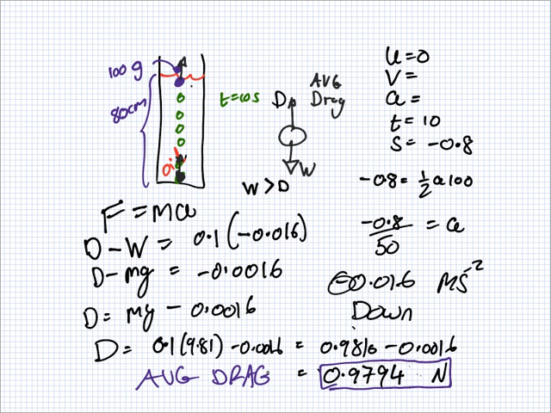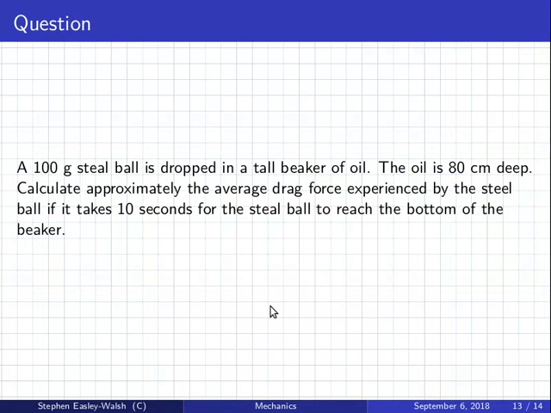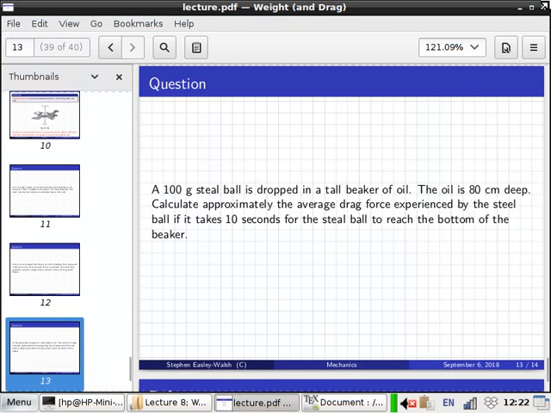So weight and drag now. So you're going to solve questions like this one? Yeah, now see, this is week two now. It's getting tougher.